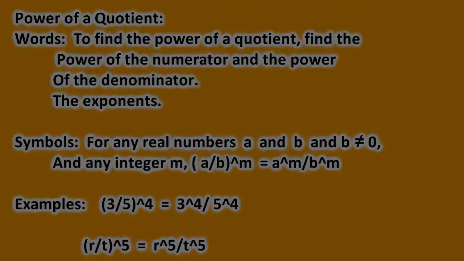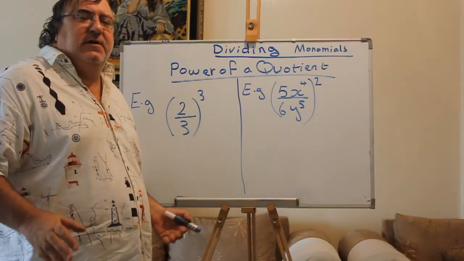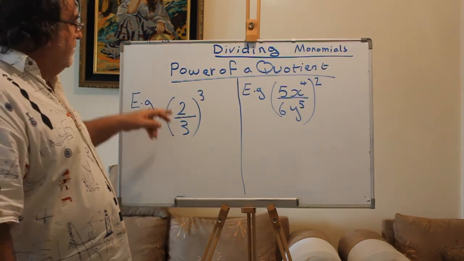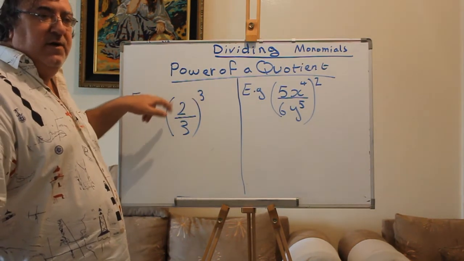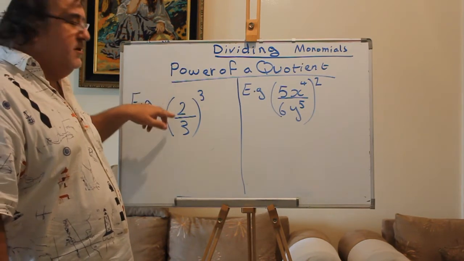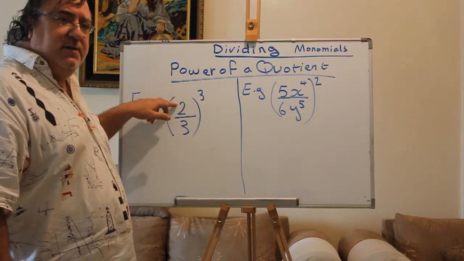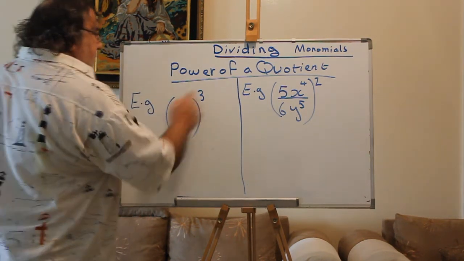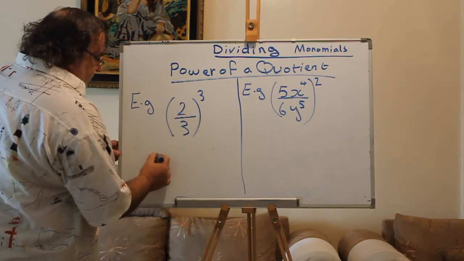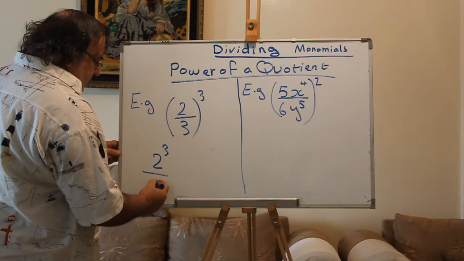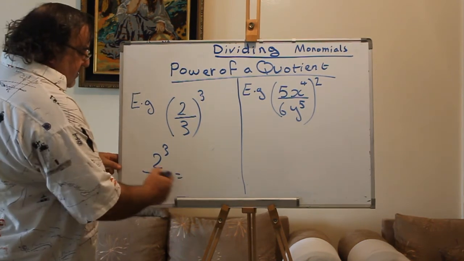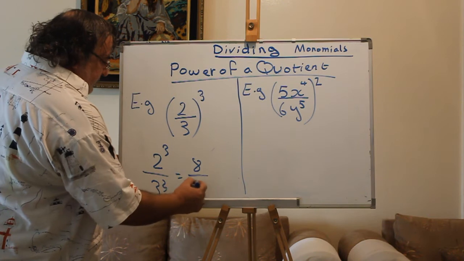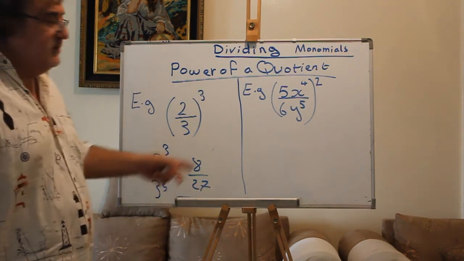Now sometimes we have some difficulties with another way of dividing monomials. Suppose you have a power of a quotient, 2 over 3 all to the power 3. To find the power of a quotient, you have to find the power of the numerator and the denominator separately. So 2 over 3 all to power 3 will give you 2 to the power 3 over 3 to power 3. Now 2 to the power 3 is 8, and 3 to the power 3 is 27. That's the answer.